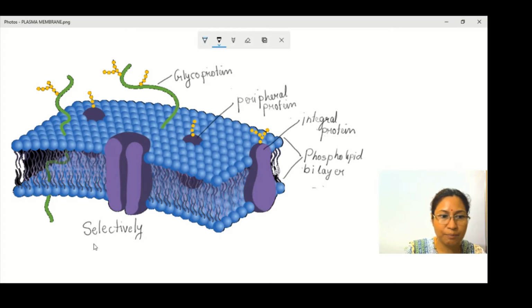Selectively permeable membrane. Also, this membrane is fluid in nature. That means the particles, the phospholipid molecules here, will be able to exchange places. It is not very rigid. It will allow the movement of the phospholipids within the sheet. So it is called fluid.